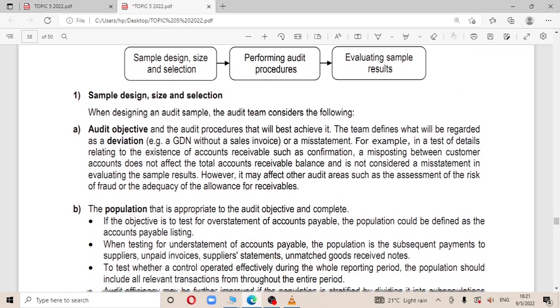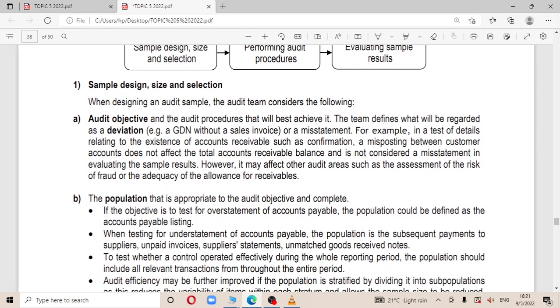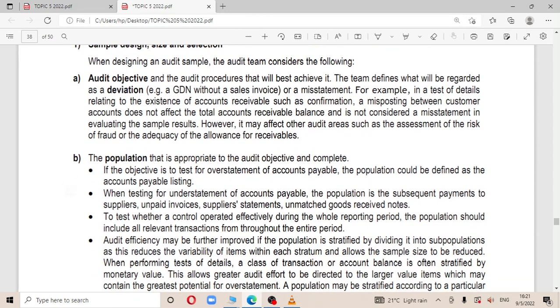Then you also need to know the population. How much is the population? Because the sample comes from the population. Population is the total number of items in the ledger. For example, the total receivables, the total payables, that gives you the population. Total assets, that's the population. So the total for each account is the population. And you select your sample from the population.